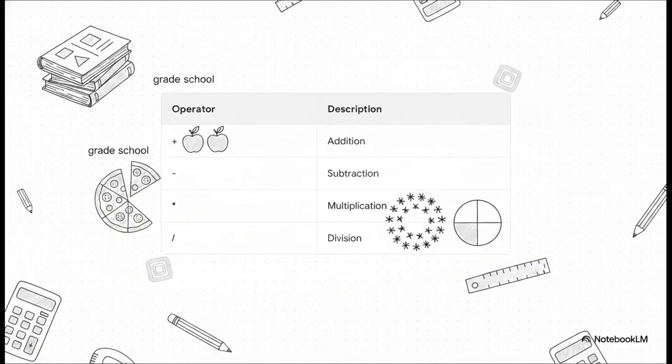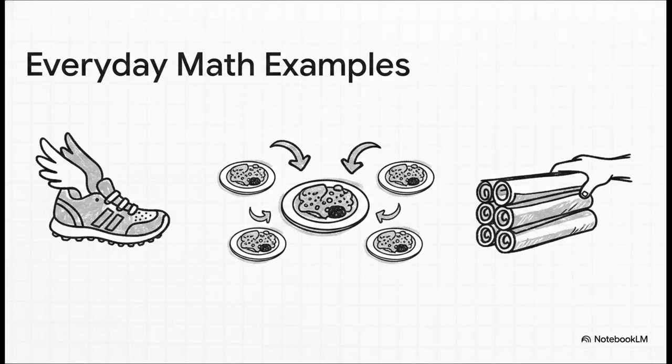All right, so just like you remember from grade school, Java gives us these 4 super familiar symbols to do the heavy lifting for all our basic arithmetic. We've got the plus sign for addition, the dash for subtraction, the little asterisk for multiplication, and the forward slash for division. Pretty straightforward.